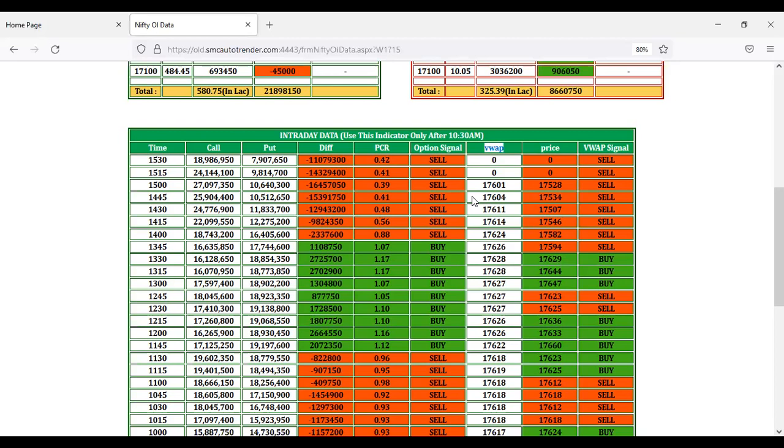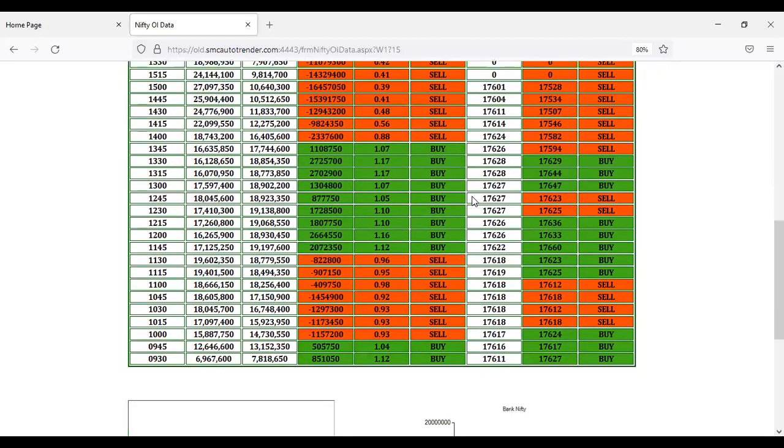The option signal is taken when your PCR shows the majority of the call writers are on the higher side, then the market tendency is to go down. Otherwise, if the put writers are on the higher side or the PCR is positive, then obviously the option signal will be positive. Whereas the VWAP signal is when the price is below average, then it is considered weak, and if the price is above average, then it is considered stronger.